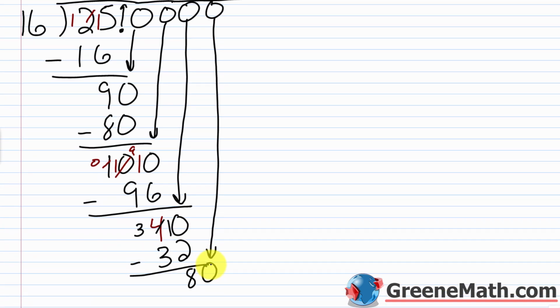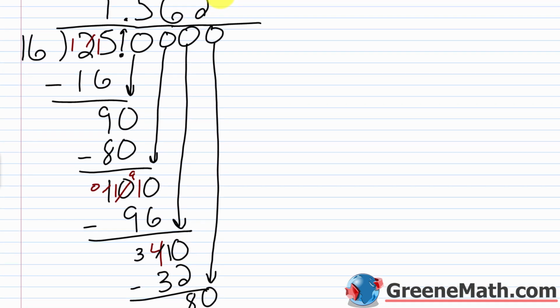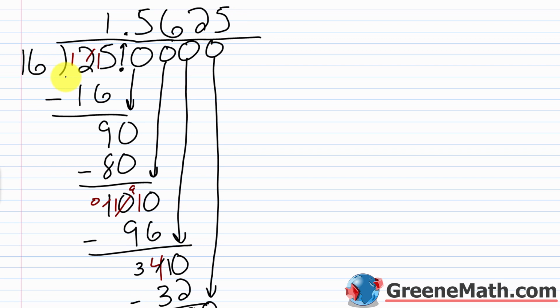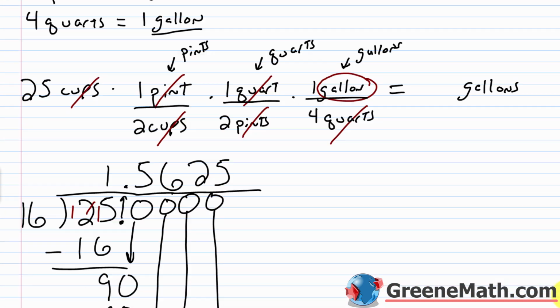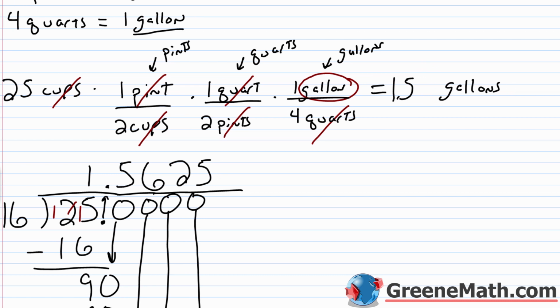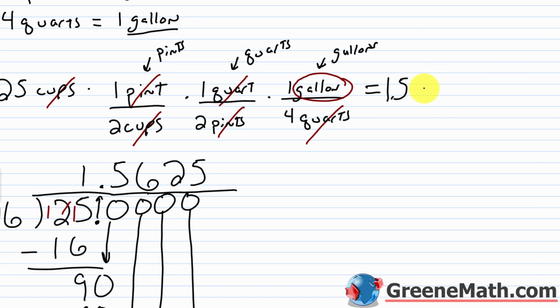Now I have 80. And we know that 16 goes into 80 exactly 5 times. 5 times 16 is 80. Subtract and get 0. So we have our answer of 1.5625 gallons.